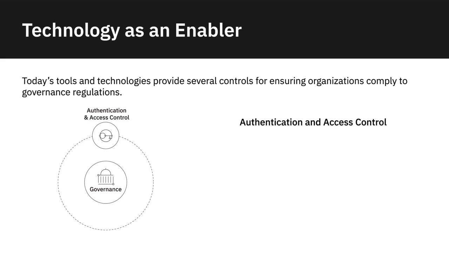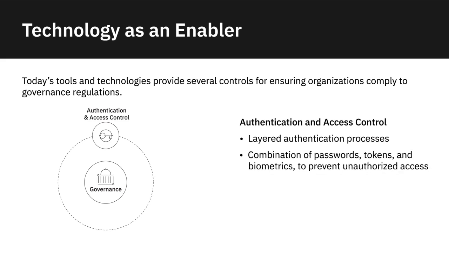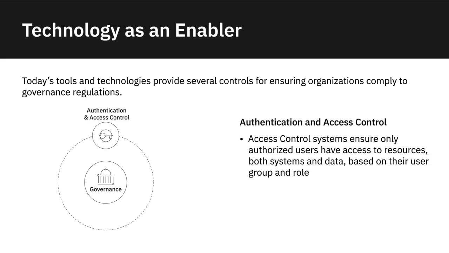Authentication and access control. Today's platforms offer layered authentication processes, such as a combination of passwords, tokens, and biometrics, to provide foolproof protection against unauthorized access of data. Authentication systems are designed to verify that you are who you say you are. Access control systems ensure that authorized users have access to resources, both systems and data, based on their user group and role. Databases, for example, have the concept of roles and privileges, so only authorized users and applications can access specific objects, such as tables or rows or columns in a database.